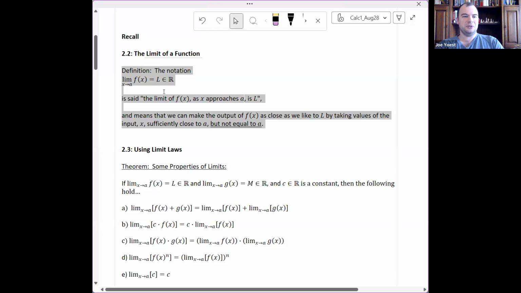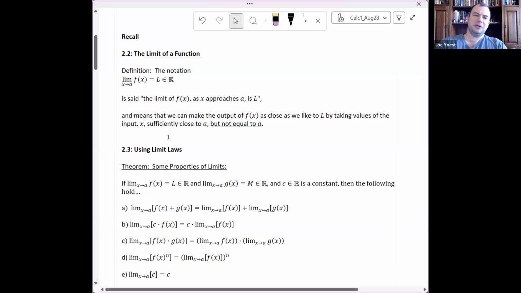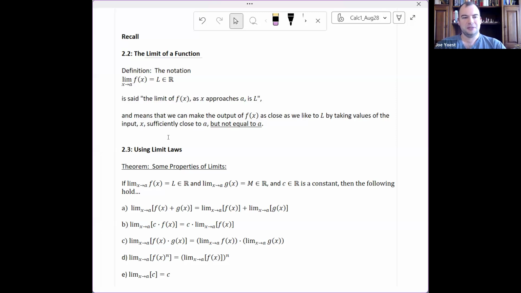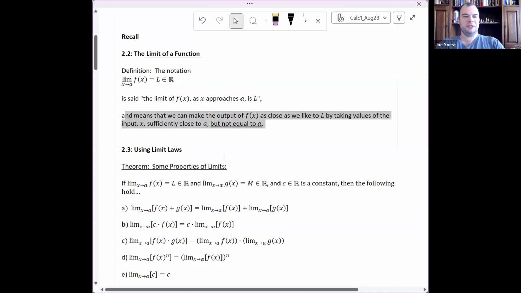But as part of 2.2, we introduced the definition of the limit. And I mean, we gave a definition. It's not a precise definition, so a mathematician might balk at calling this a definition, but this is the idea or the notion of a limit: that we can make the output of a function as close as we like to the proposed limit L by taking the values of the input x sufficiently close to, but not equal to, a, the limiting value.